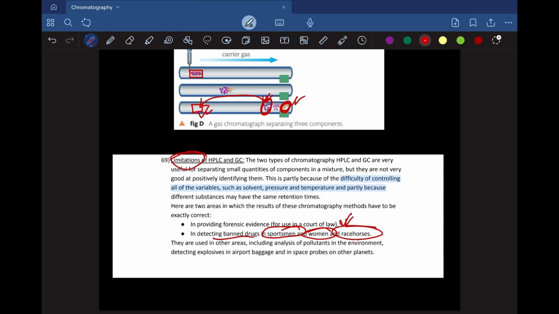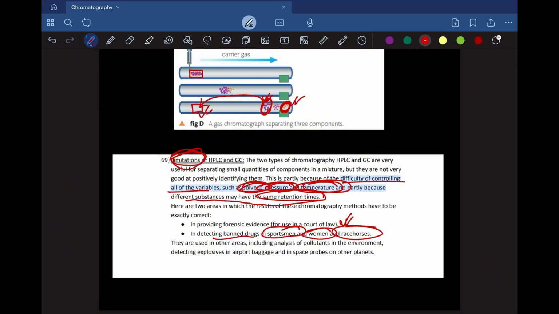Now there are some limitations. Why are there limitations? Because there is difficulty in controlling all of the variables, such as the solvent. You need a very strong solvent and a very high pressure, which is difficult to provide, and maintaining the temperature is also difficult. And let's say there are a couple of substances that have the same retention times. Maintaining all of these things together is a very difficult job. That's why HPLC and GC are difficult procedures, and they have some limitations. You cannot always maintain all of them.